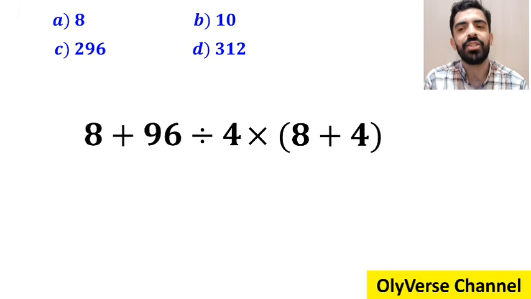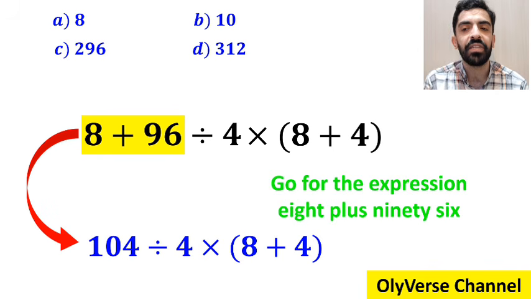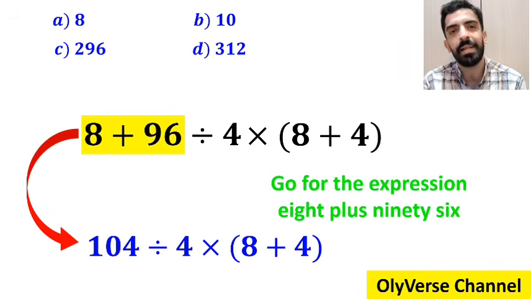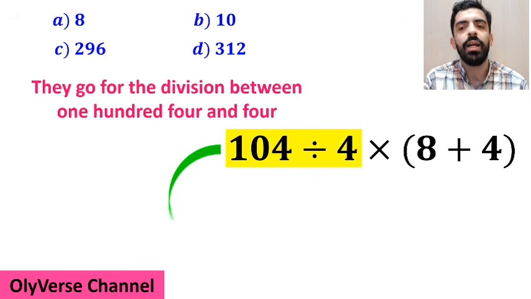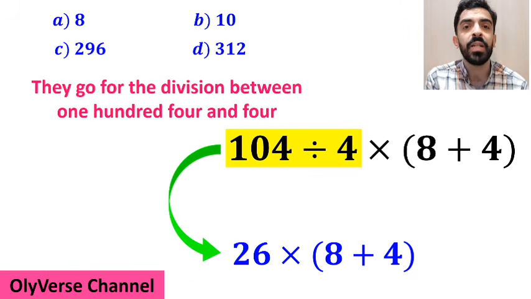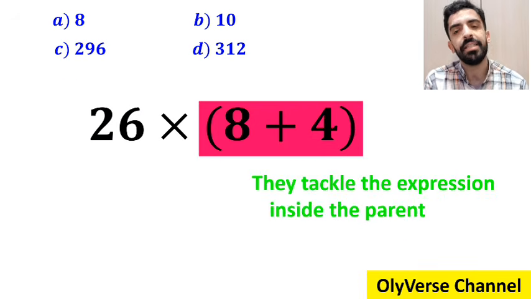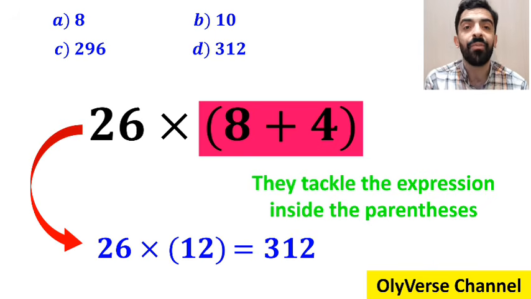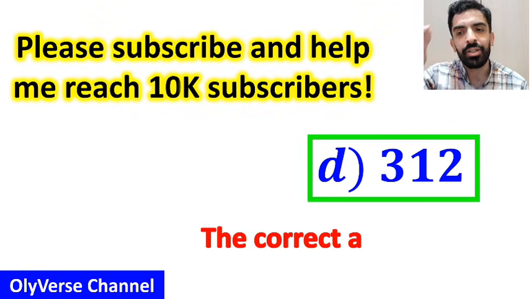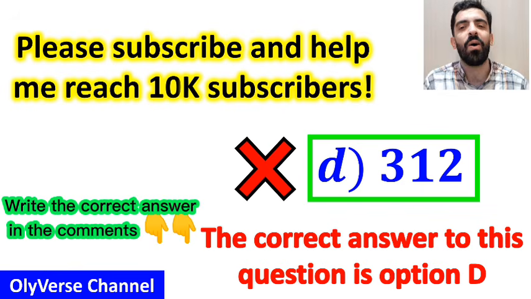Many people, when solving this question, first go for the expression 8 + 96 and write it as 104 ÷ 4 × (8 + 4). The next step, they go for the division between 104 and 4, and this simplifies to 26 × (8 + 4). In the final step, they tackle the expression inside the parentheses and write it as 26 × 12, which ultimately gives them the answer 312. Then, without any hesitation, they quickly say that the correct answer is option D. However, this answer is absolutely wrong.